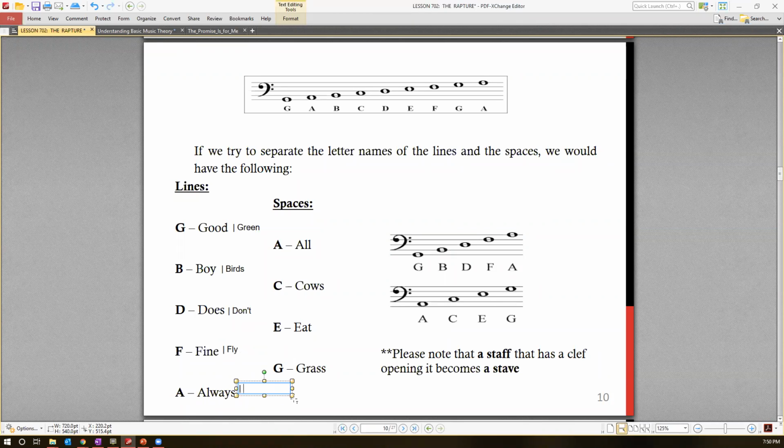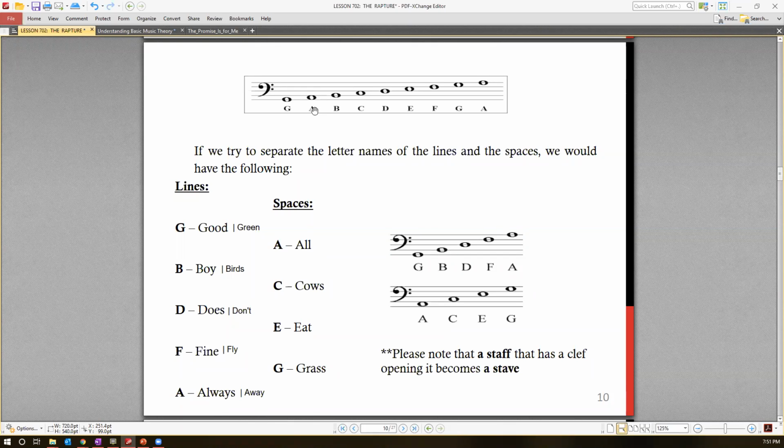Okay, you could use this: Green birds don't fly away, or good boy does fine always. Whichever works for you. Green birds don't fly away is what I always use. No one would actually tell you that there's one fixed mnemonic to use, as long as you come up with your way to recognize the letters for the lines of the treble clef and the bass clef. Okay, so now for the spaces: all cows eat grass.